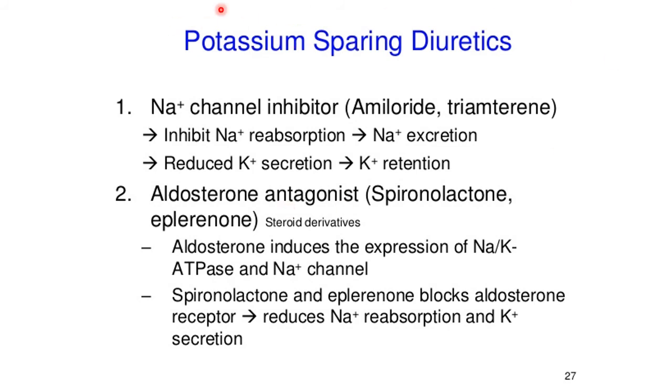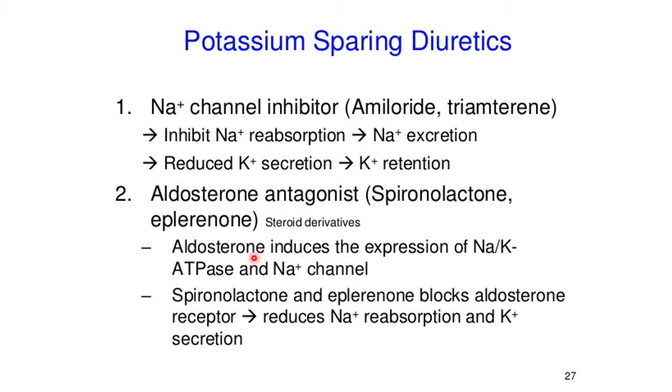Next come the potassium sparing diuretics. As the name indicates, they spare potassium. First of all, there are two types: number one, sodium channel inhibitors, and number two, aldosterone receptor antagonists. Sodium channel inhibitors are amiloride and triamterene, while aldosterone receptor antagonists are spironolactone and eplerenone, and they are steroid derivatives.